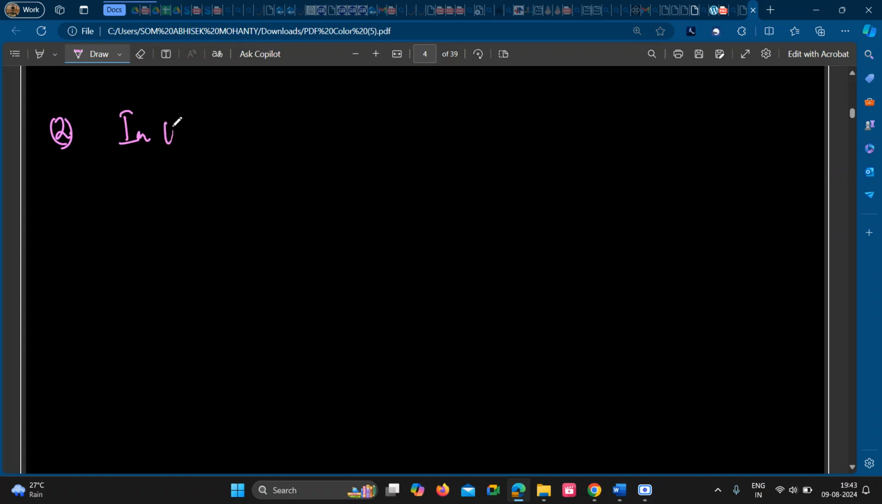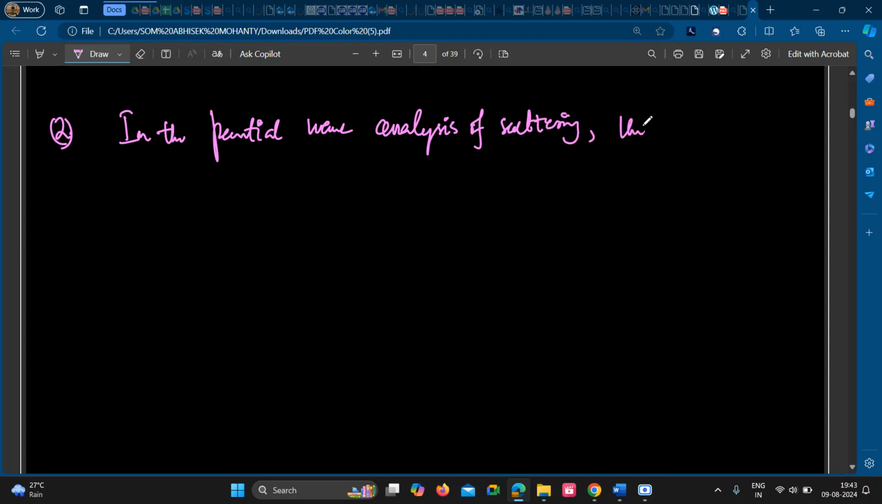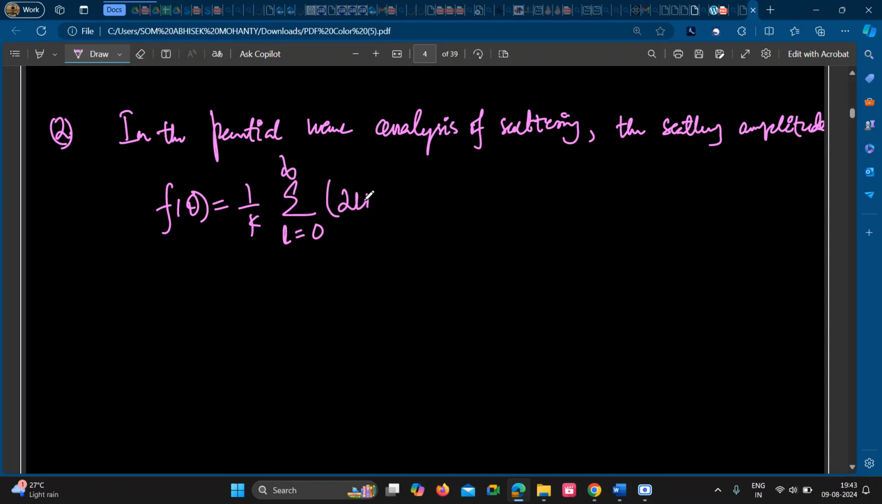The question is in the partial wave analysis of scattering. The scattering amplitude f of theta is equal to 1 by k, summation L from 0 to infinity, (2L plus 1), exponential i delta L, P L cos theta, sin delta L.